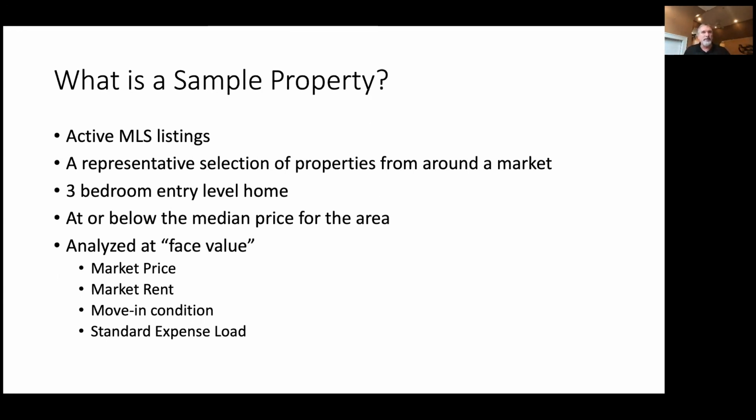And why move-in condition? Because that's a control element in the experiment, right? If they're both in move-in condition, then they're both equal. If one's all beat up and one's perfect, you've introduced a variable that makes the sample unsound. Okay, so that's what a sample property is. And again, going back to my graph, you go that way, that way, that way. You find one that represents the area, you pull the sample. That's what a sample property is.